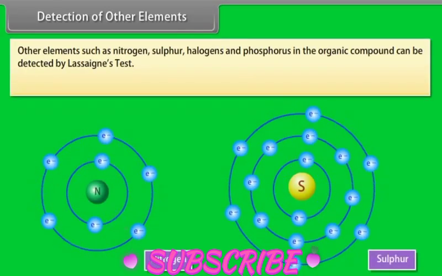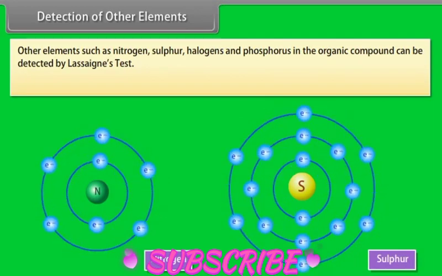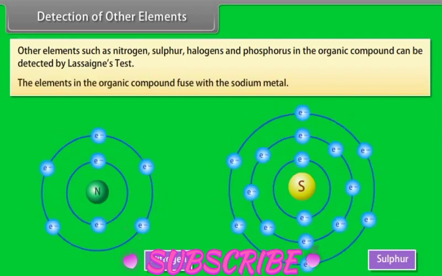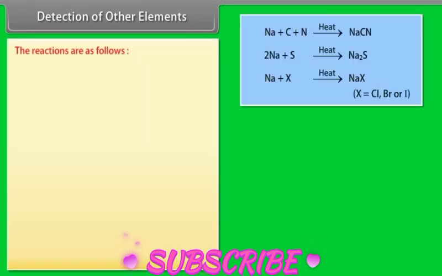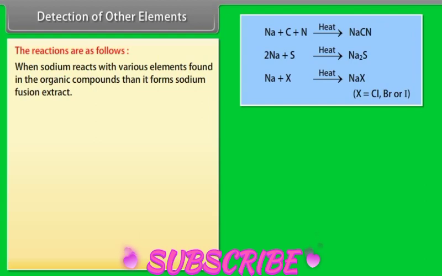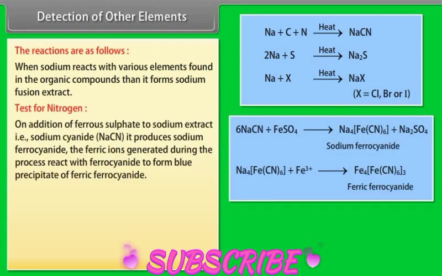Detection of other elements. Other elements such as nitrogen, sulfur, halogens and phosphorus in the organic compound can be detected by Lassaigne's test. The elements in the organic compound fuse with sodium metal. The reactions are as follows. When sodium reacts with various elements found in the organic compounds, it forms sodium fusion extract. Test for nitrogen. On addition of ferrous sulfate to sodium extract, that is sodium cyanide, it produces sodium ferrocyanide. The ferric ions generated during the process react with ferrocyanide to form a blue precipitate of ferric ferrocyanide.